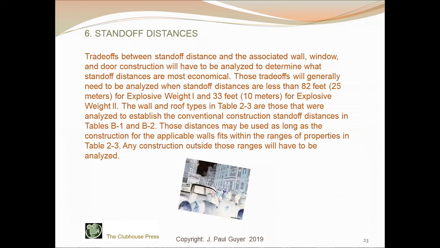Wall and roof types in table 2.3 are those that were analyzed to establish the conventional construction standoff distances in tables B1 and B2. These distances may be used as long as the construction for the applicable walls fits within the range of properties in table 2.3. Any construction outside these ranges will need a separate detailed analysis.